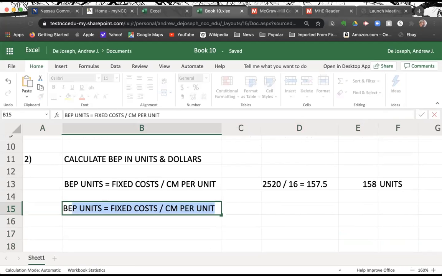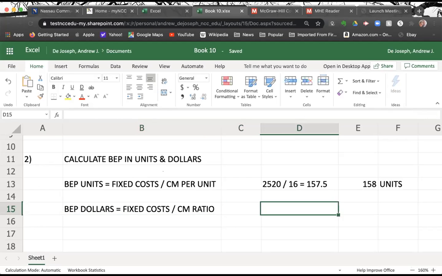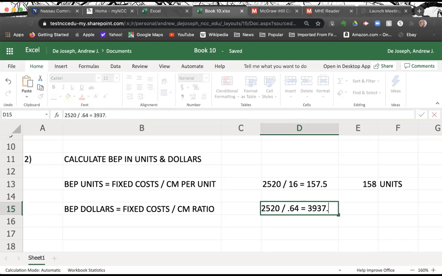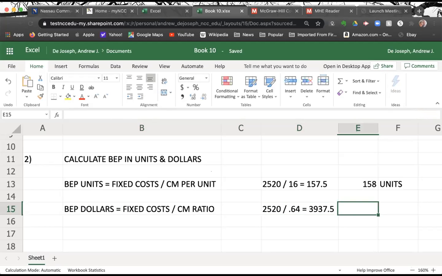Okay, in dollars, break-even point in dollars is equal to fixed cost divided by contribution margin ratio. The fixed costs are 2,520. The contribution margin ratio was 64% or 0.64, right? And that comes out to 3937.5, right? But they usually want you to round. So I'm going to say 3938 dollars.